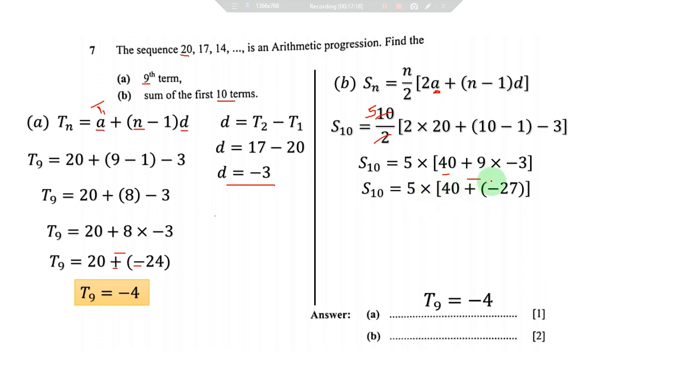So 40 minus 27. Okay. Different signs, we subtract and get the sign from the bigger number. In this case, the bigger number is positive. So the final answer when we subtract, it will be a positive. So 40 minus 27 is a positive 13. Okay, so 5 times 13, perfect, it will give us 65. So sum of 10 terms is 65. Okay, we proceed to question 8.